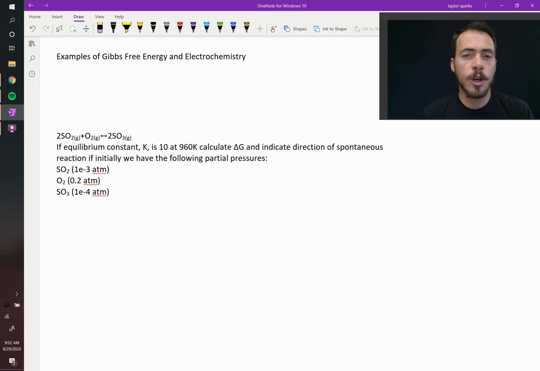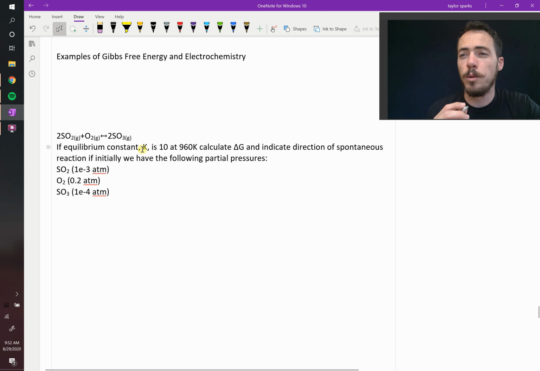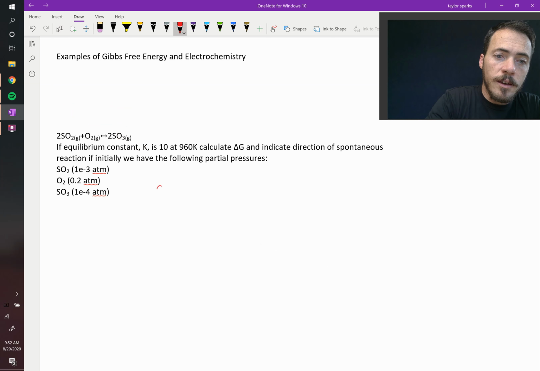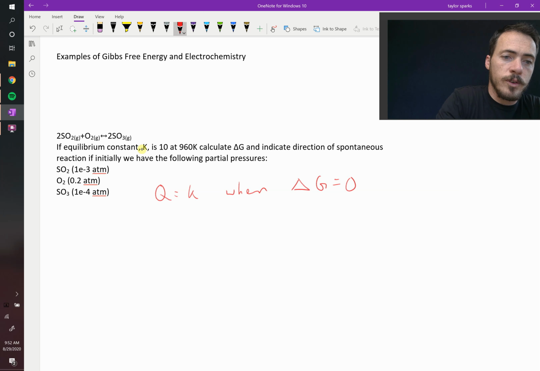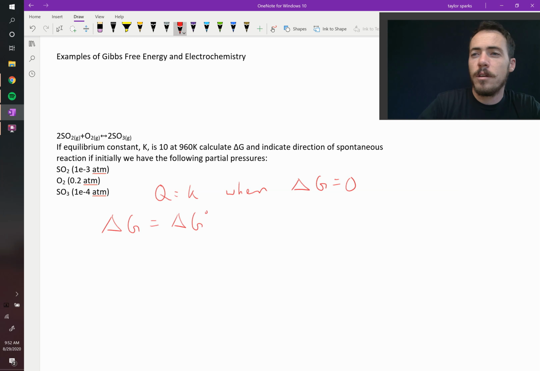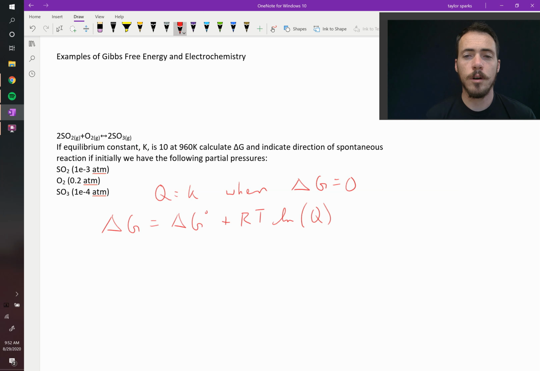So let's start with the information they've given us. They've said that the equilibrium constant is K equals 10. What do we know about equilibrium constant? When we're using K, Q equals K when? At equilibrium. And how do we define equilibrium? When delta G for the reaction equals 0, right? Therefore, if delta G equals 0, what is our expression for delta G normally? Delta G is normally delta G naught, our change in formation under standard conditions, plus RT natural log of Q. And we're going to substitute K in for Q under this condition where it equals 0.